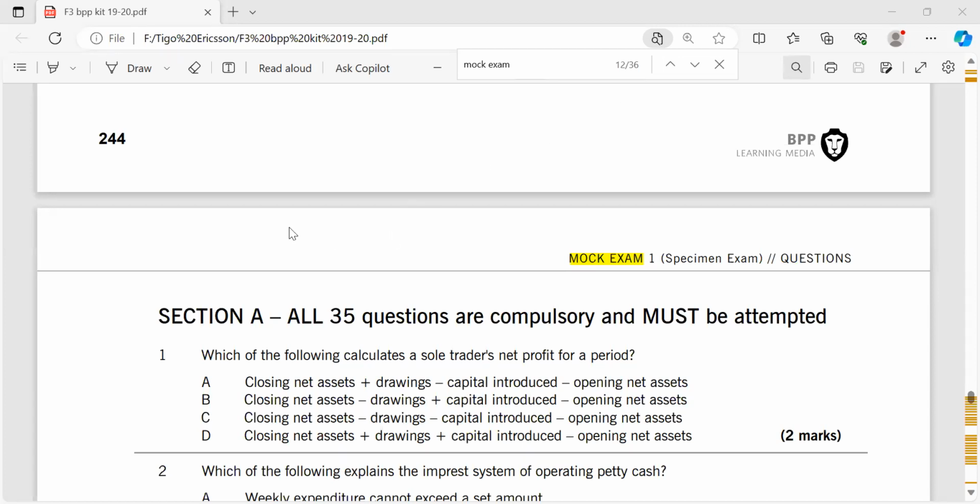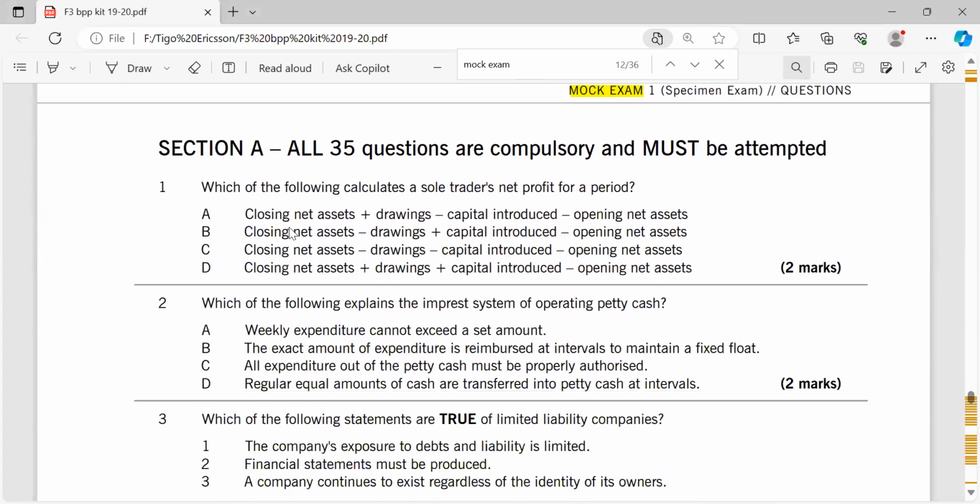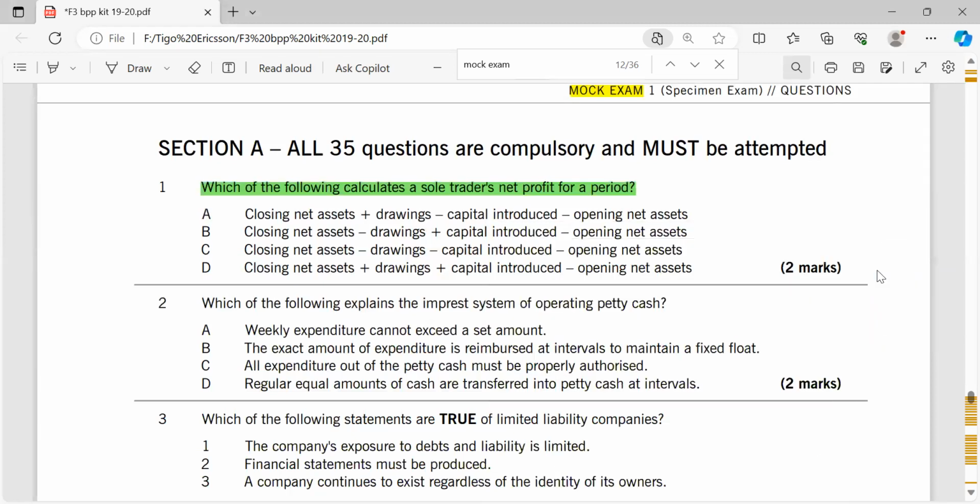Okay, now let's take a look at how to deal with these questions of ACCA F3 or Financial Accounting FA. The first question says, which of the following calculates a sole trader's net profit for a period? I hope you know about the net profit, right? How do you determine the net profit for the period? How do you get that?